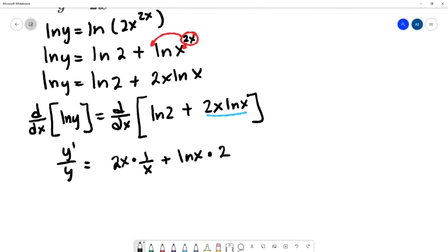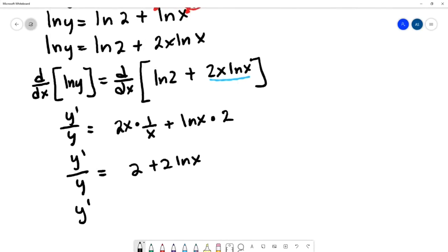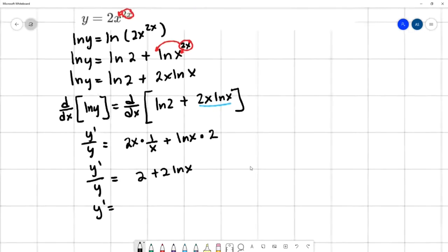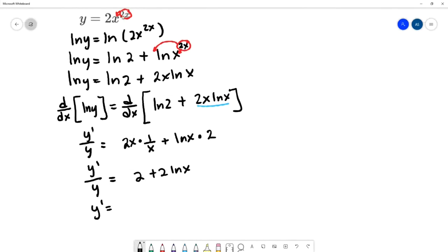A little bit of cleanup before we go further. Y prime over y, those x's cancel out, so we get 2 plus 2 natural log x. And then we're going to multiply both sides by y. Remember that y was given to us in the beginning of this problem. So y is equal to 2x to the 2x, times 2 plus 2 natural log x.